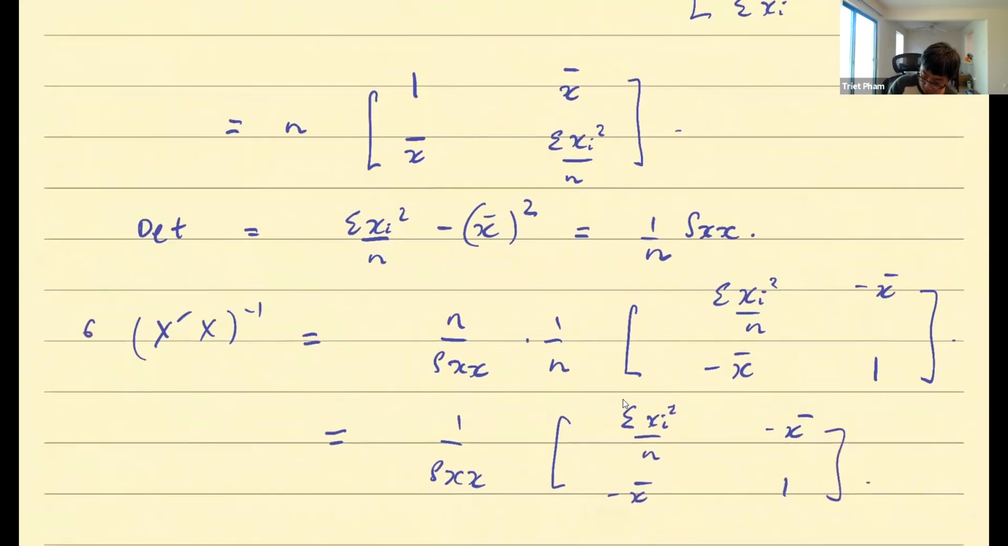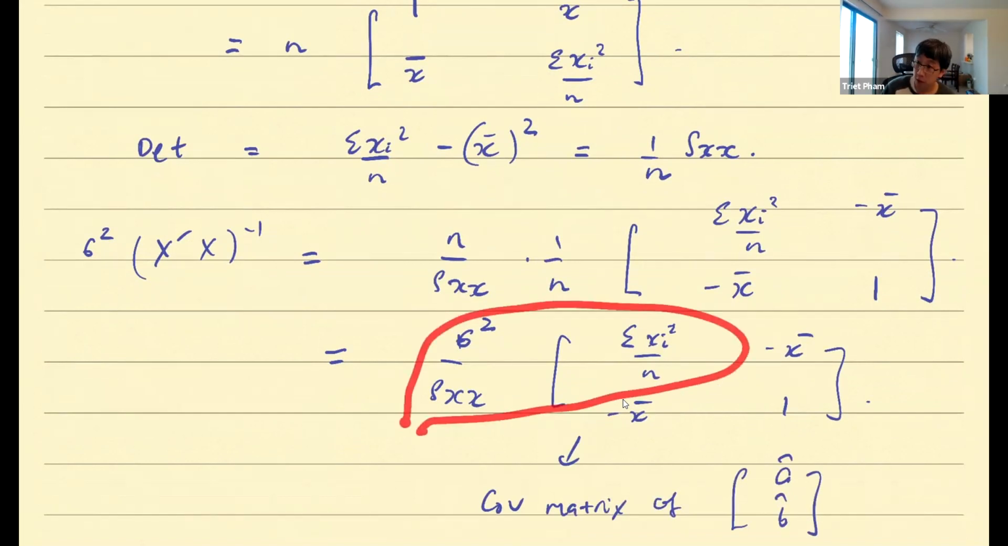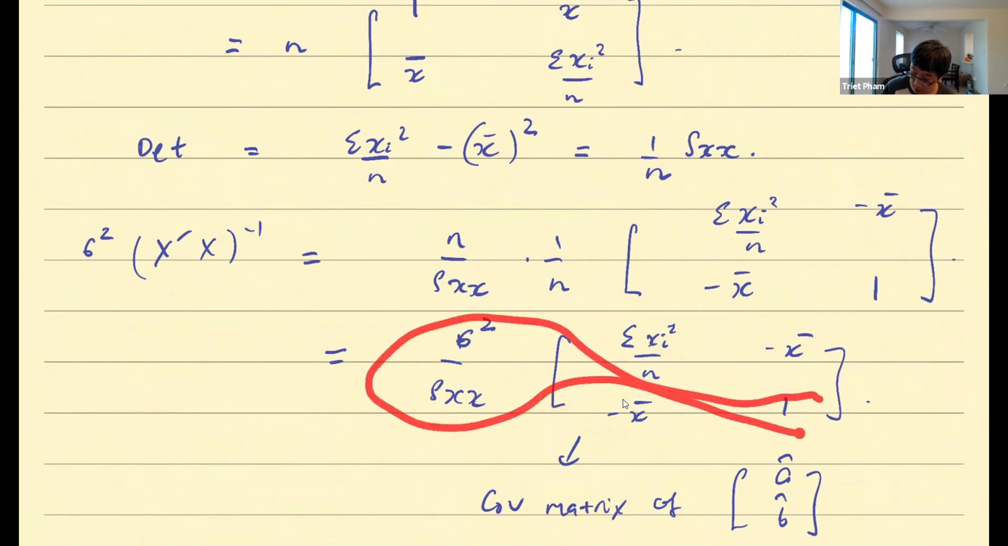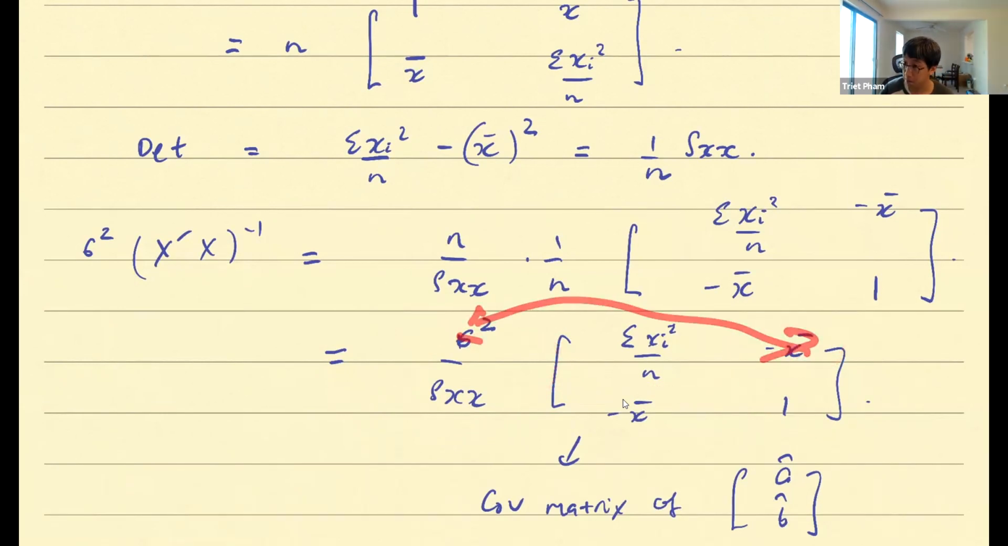So sigma square times this. How do you read this? This will be the covariance matrix of A hat, B hat. So this term right here is the variance of A hat. This right here is the variance of B hat, and you see that's exactly what we got. You got a bonus: the covariance term. So these are the covariance terms like this.